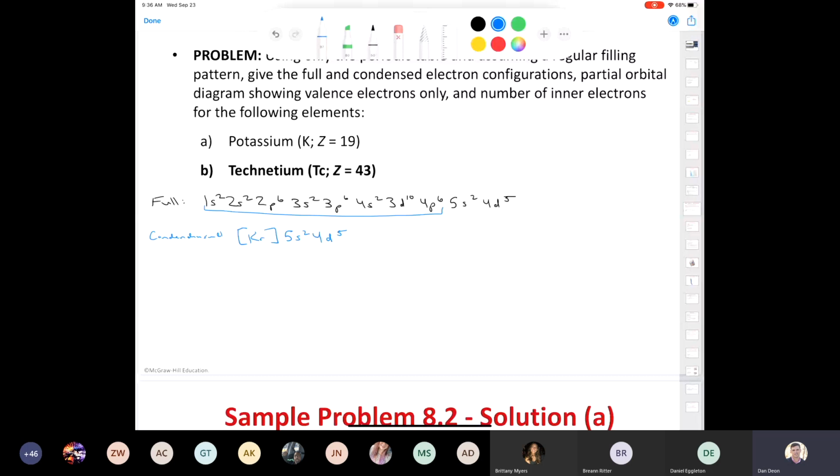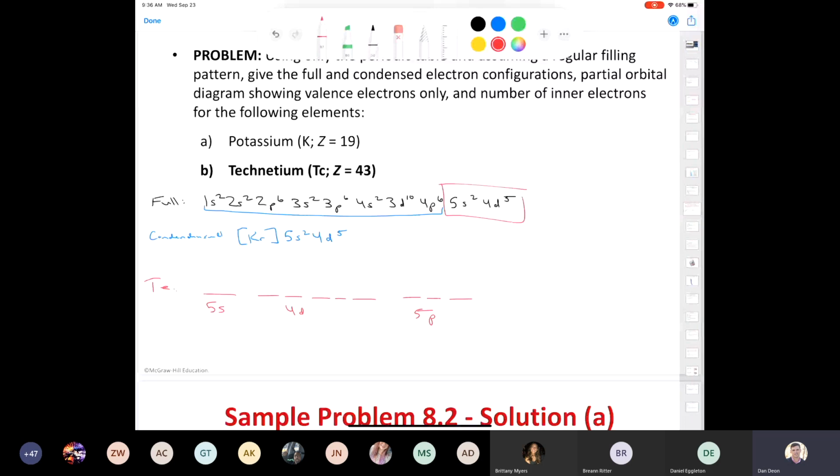Same thing with the partial orbital diagram. We draw out all the orbitals in that period. So we'll write out for technetium. We have the 5s orbital. Then after that, we have 4d. There are 5 types of d orbital, so 4d. And then we have a 5p, 1, 2, 3, like that. Okay, so we're going to fill in these guys right here.